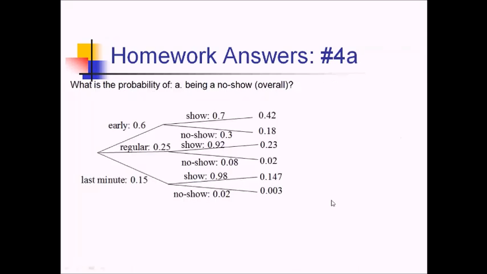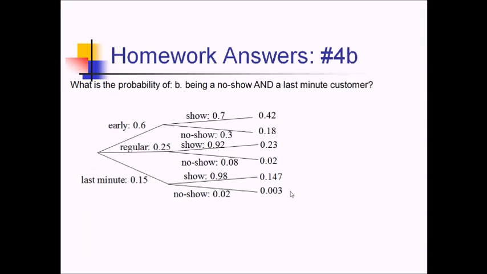For part A now, they want the probability of being a no-show overall. So we have to basically take all these no-show pieces of the population and add them together off of these different leaves. We have the no-shows from the early birders, that's 0.18, plus the regular no-shows, 0.02, plus the last-minute no-shows, very small, 0.003, whatever that adds up to. So let's see, these two are going to add up to 0.2 with another 0.003. We've got 0.203 for the no-shows.